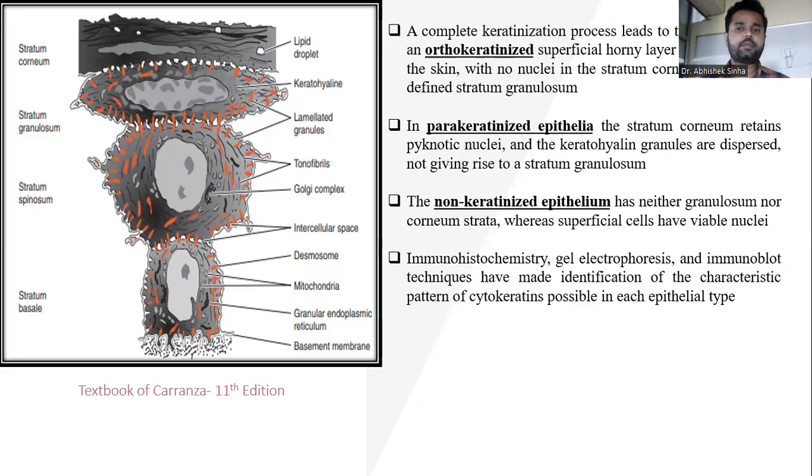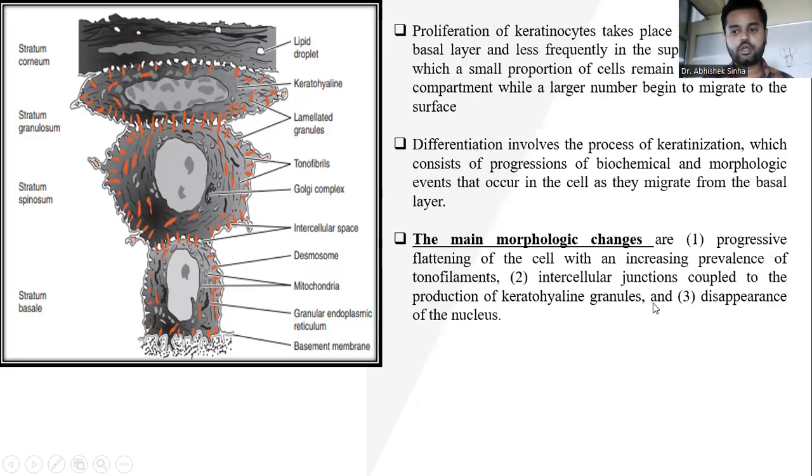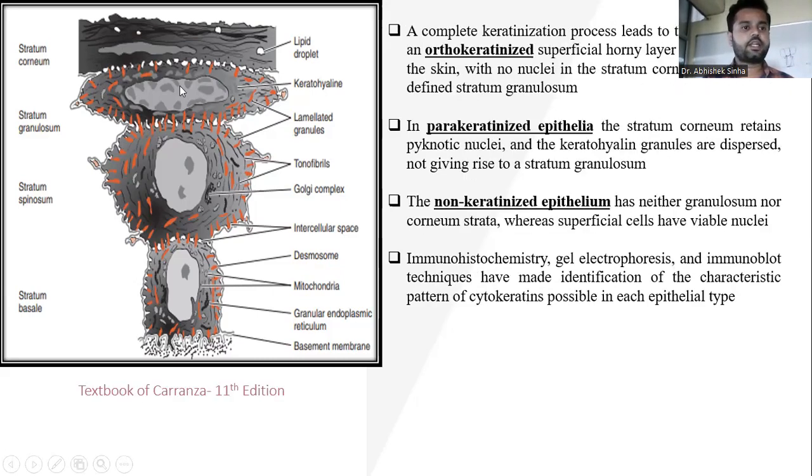In parakeratinized epithelia, the stratum corneum retains the pycnotic nuclei. See, this is the stratum corneum. Right now, what we learned here is the main morphologic features. We saw that there's a disappearance of nucleus. Now, if the stratum corneum is able to retain some nuclei, that is pycnotic nuclei, and the keratohyalin granules are dispersed, it does not give rise to stratum granulosum, and hence the epithelia is parakeratinized.